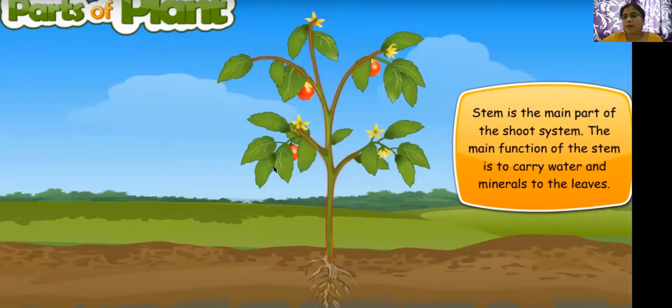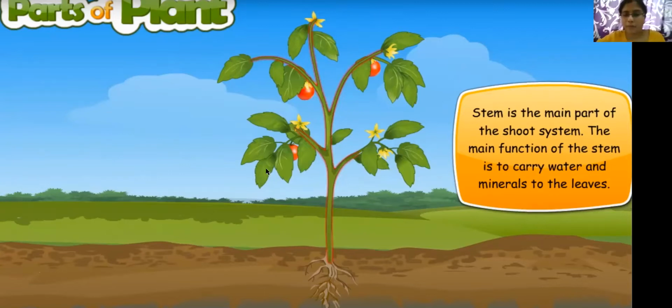The stem is the main part of the shoot system. Yes. Now you remember, just now I told you, plants are divided into two parts. One is the shoot system. The shoot system is nothing but those parts of the plant which are above the ground, and the root system is below the ground. The important part of the shoot system, above the ground, is the stem. Why? Because the stem makes the plant stand straight, and it is like the bones inside our body.